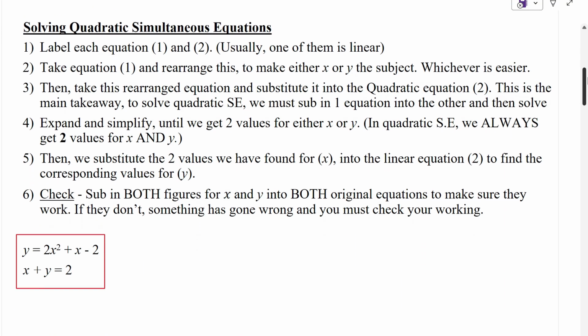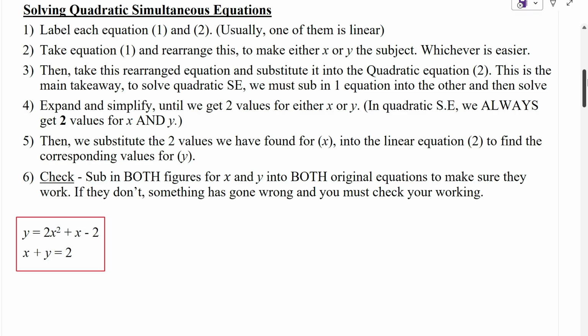Okay, so starting off, the same thing as the previous video. With simultaneous equations, we are just finding a value for x and y. For quadratic simultaneous equations, it's a slightly different method. One of the main differences is that for quadratic simultaneous equations, there will be two values for x and two values for y, compared to linear where there's only one of each. Okay, so that's just something to keep in mind.